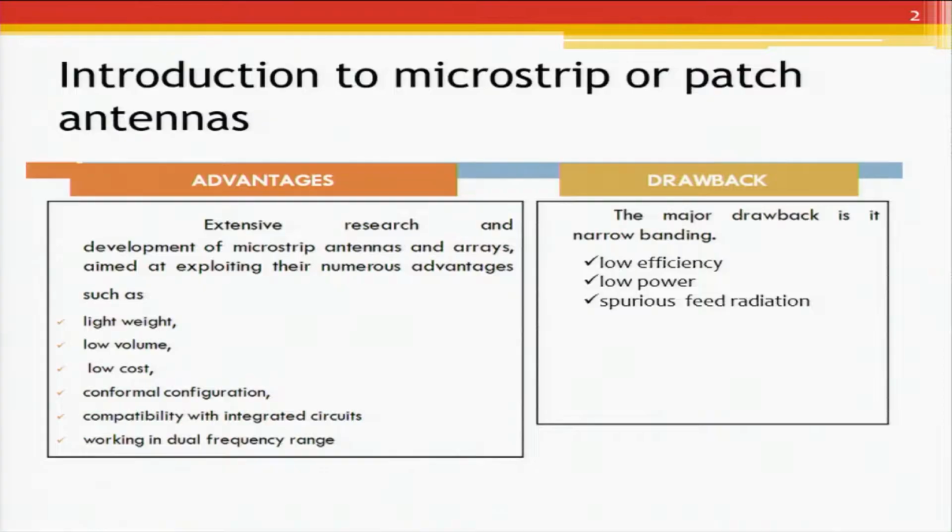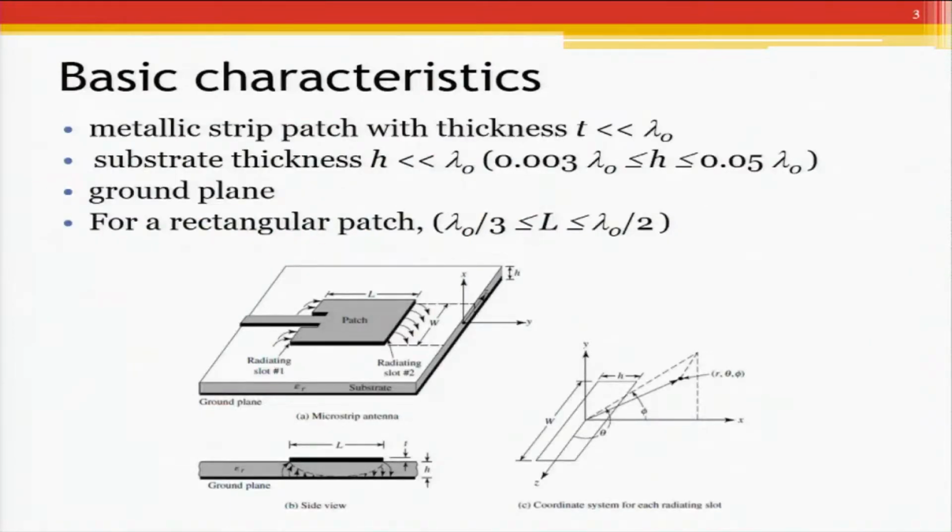Okay, so next thing is basic characteristics. This antenna consists of 3 layers. The first layer on the top is called the patch, which is a conductive metallic material. Number 2, in the middle, is the substrate. The substrate is made from insulators and is represented by the dielectric constant epsilon r. And at the bottom is the ground plane, the usual ground plane.